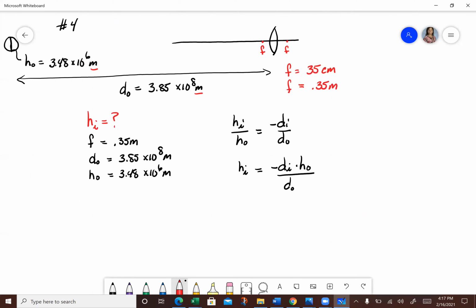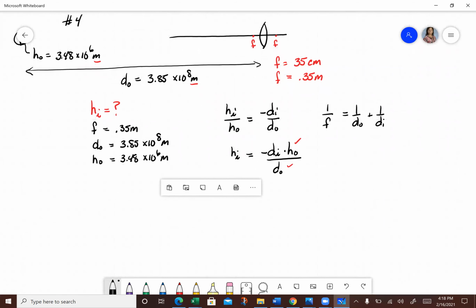So I have HO, good to go. I have DO, but again, I need DI. So another equation we're going to use here is 1 over F equals 1 over DO plus 1 over DI. This problem is relevant to what we're going to do in the lab. As you take a look at your homework, I'm jumping a little bit ahead here, but we're looking at an object that's really, really far away. So look what happens when we're solving for DI here. We have 1 over F minus 1 over DO equals 1 over DI.